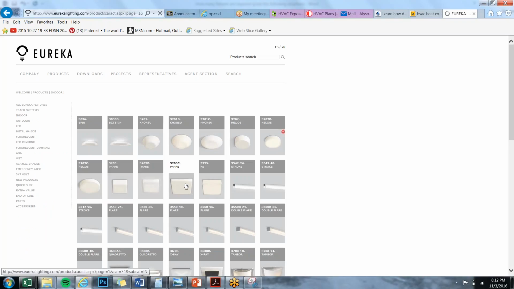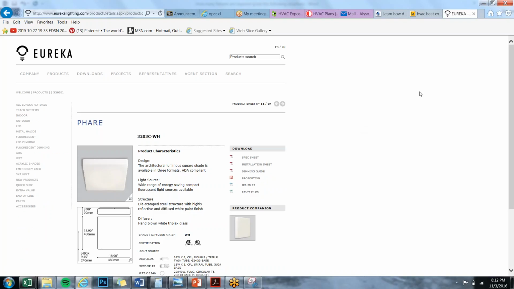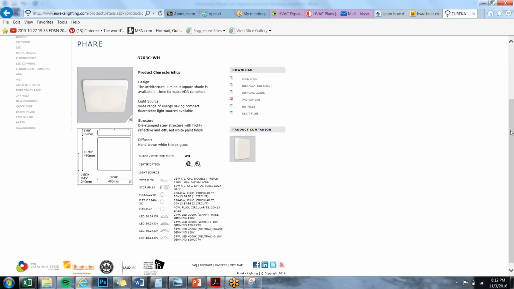And I'm going to pick the ugly rectangle. It's not that bad, I guess, in the grand scheme of things. It's better than some of the troffers that I've experienced. So nice surface mount light. So here I'm using a surface mount light, but it works for our purposes. So let's see what information is given to us.